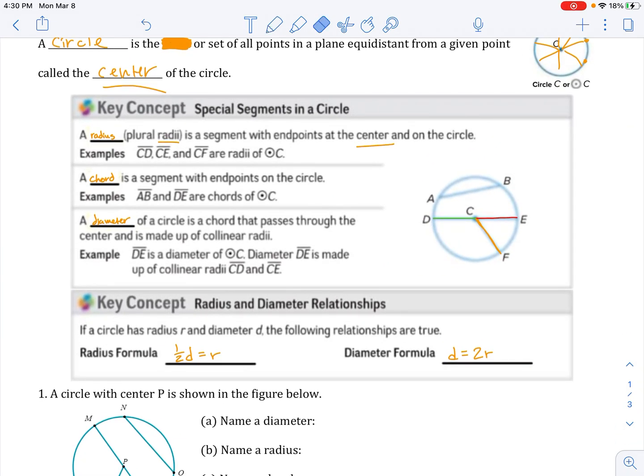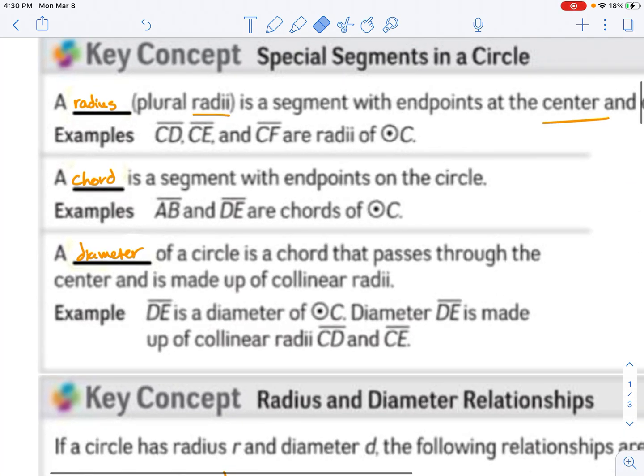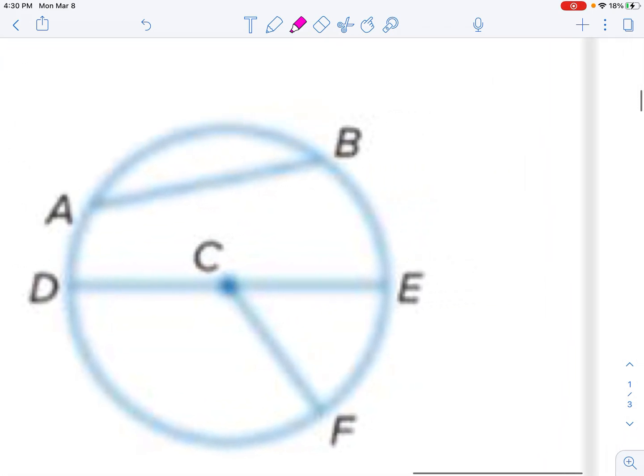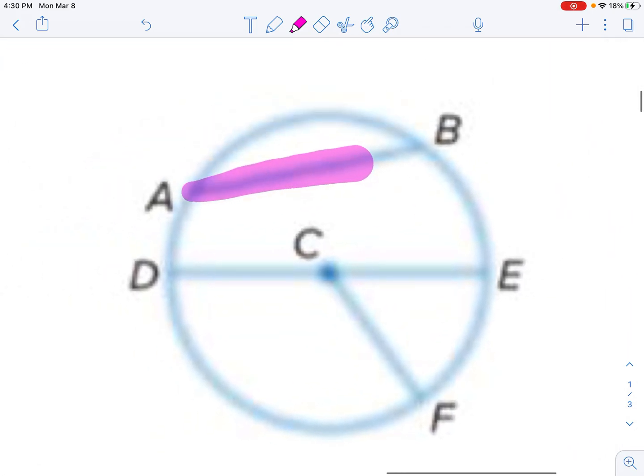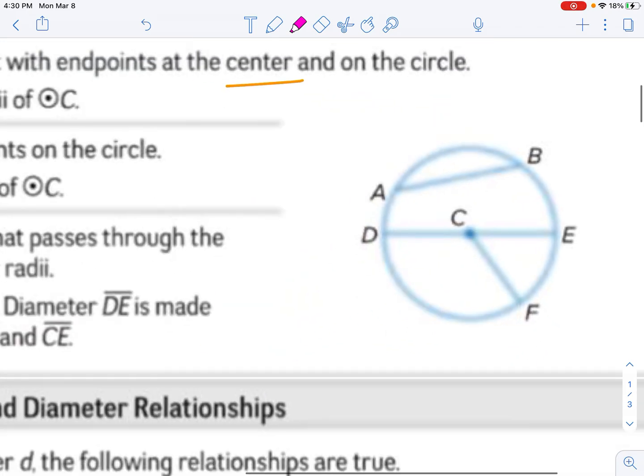The diameter... Oh, I guess I should go to chord next. That was our next one on there. A chord is a segment with endpoints on the circle. So a chord would be something like this. AB right there is technically a chord. It's got endpoints that are on the circle going from A to B.